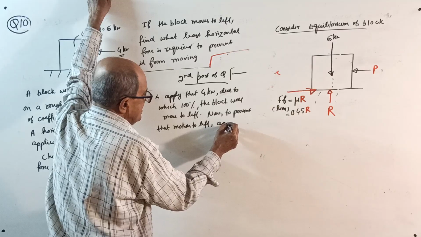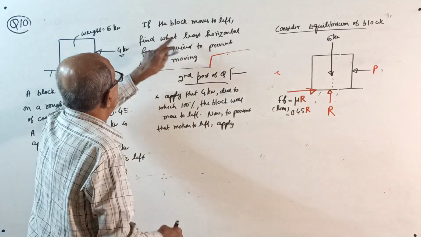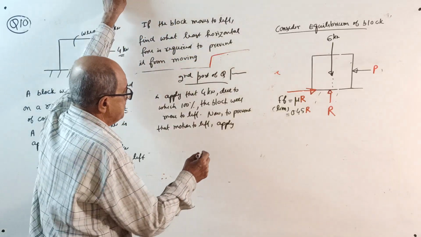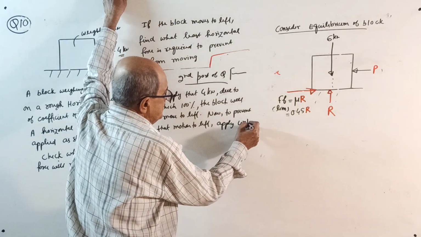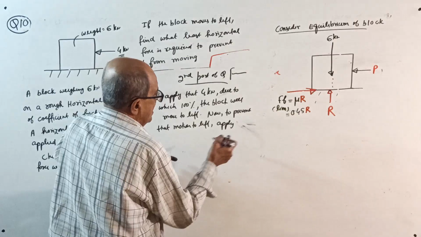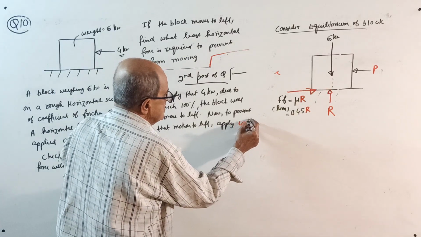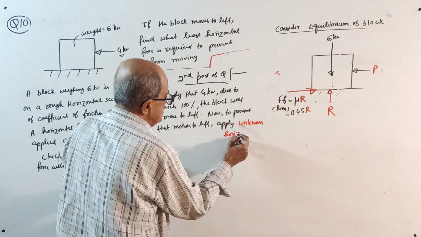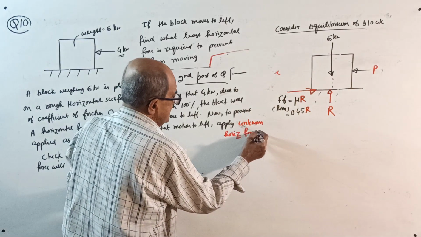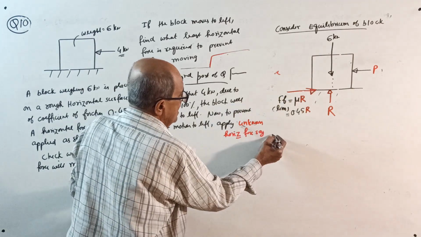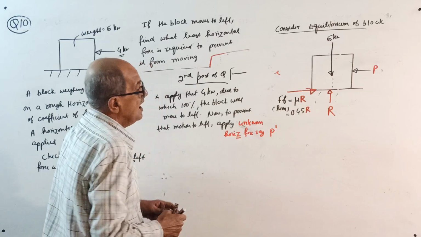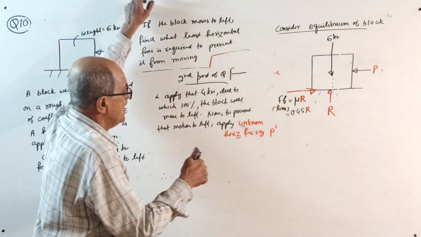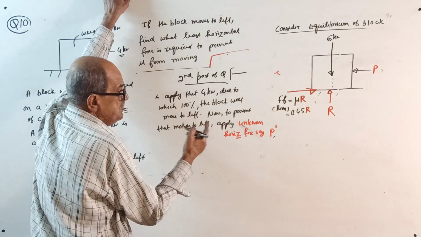apply what they want. Once again, they want horizontal force. Apply unknown horizontal force. See, red color. Unknown horizontal force. Say, don't call it P, I will call it P dash. Unknown horizontal force, say P dash.